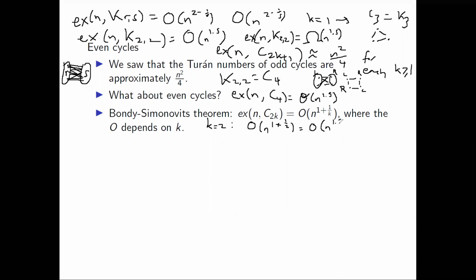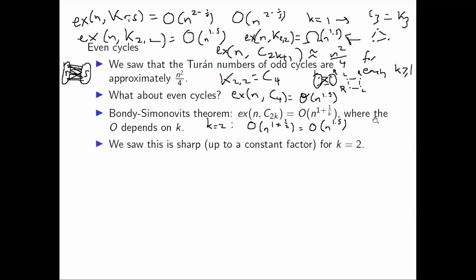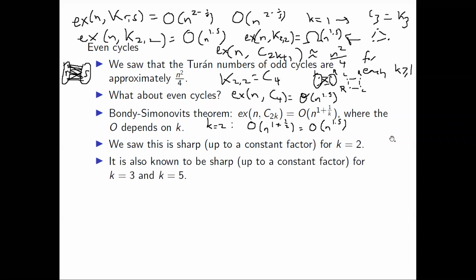So we've already seen that the Bondy–Simonovits theorem is sharp when k equals 2. The construction we did in the last video, this lower bound, proves that the Bondy–Simonovits theorem is sharp for k equals 2, up to a constant factor. It's also sharp for some other values of k. We're not going to go through the proofs for those, but I'm just going to mention when it's known to be sharp. It's known for k equals 3 and k equals 5 that the Bondy–Simonovits theorem is sharp. So it's already been proved for those cases.